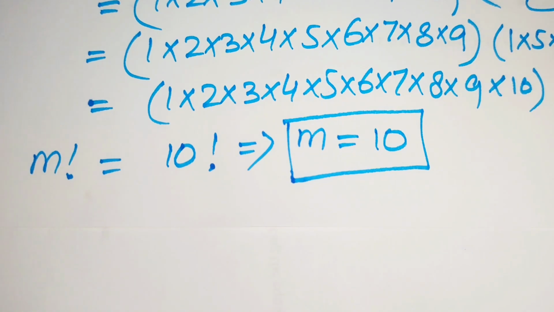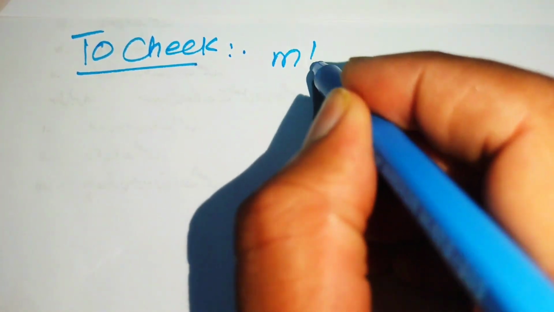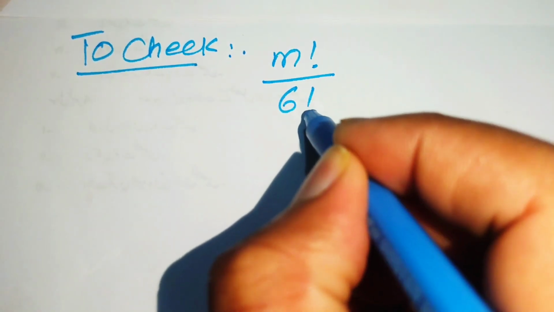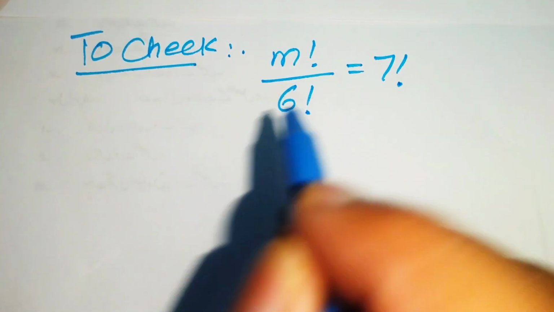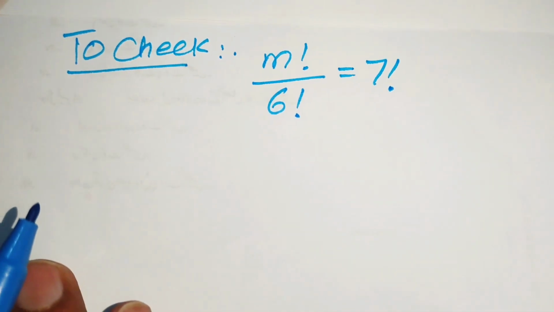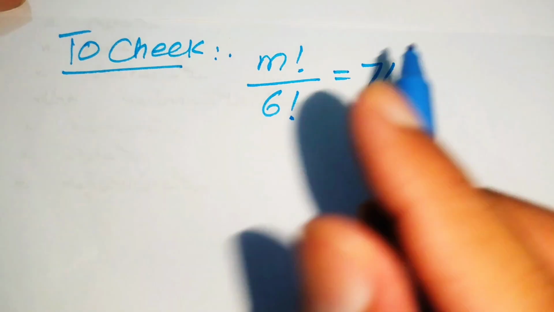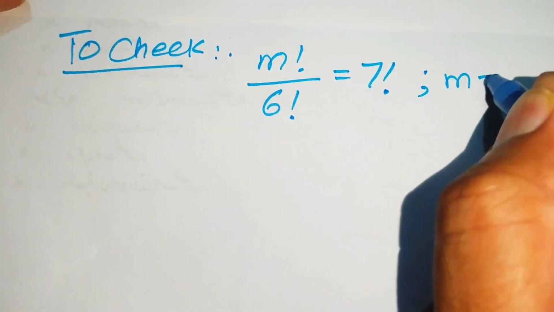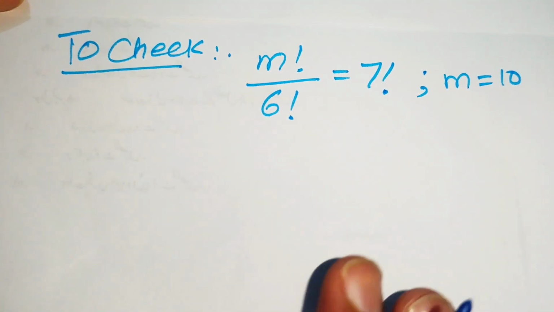And now in the next step we check this answer, whether the value of m satisfies our given question statement or not. So now we check the value of m. To check this value, first we copy down the given question statement, and our given question statement is m factorial divided by 6 factorial equals 7 factorial. So this is our given value, and we found the value of m equals 10. So we check this solution.